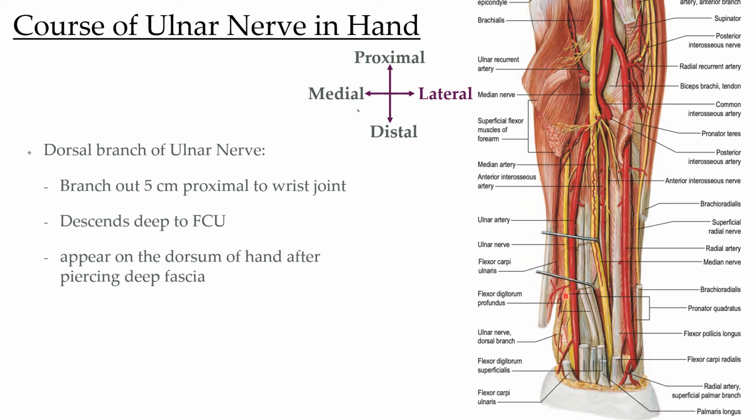Approximately 5 cm proximal to the wrist joint, the ulnar nerve gives a branch called the dorsal palmar branch, or simply the dorsal branch of the ulnar nerve, which is shown here. This dorsal branch will then wind round the medial border of the forearm in order to reach the dorsal side of the forearm. It then descends, pierces the deep fascia and enters the dorsal side of the hand.